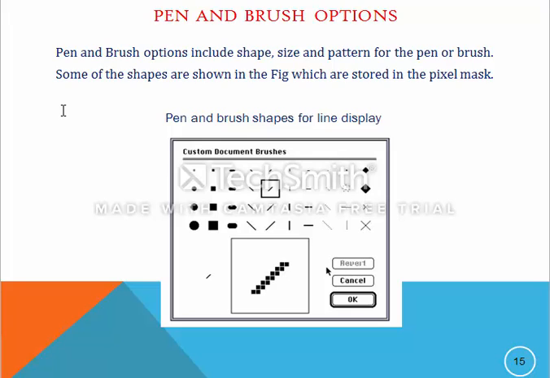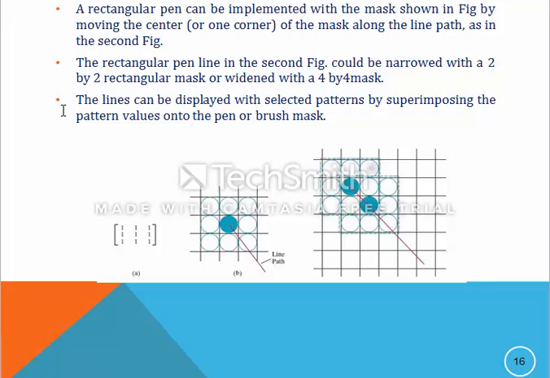The pen and brush options. Pen and brush options include shape, size, and pattern for the pen or brush. Some of the shapes are shown in the figure, which are stored in the pixel mask. A rectangular pen could be implemented with the mask, as shown, moving the center of the mask along the line path, as shown in this one. The rectangular pen in this could be narrowed with the 2x2 rectangular mask or widened with the 4x4 mask.